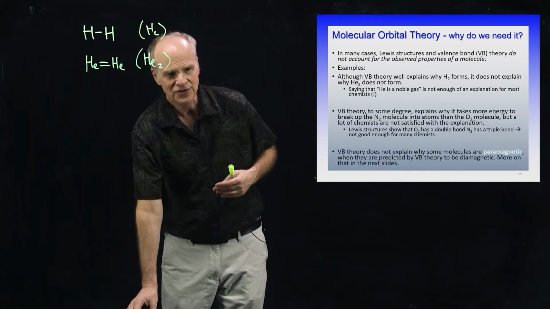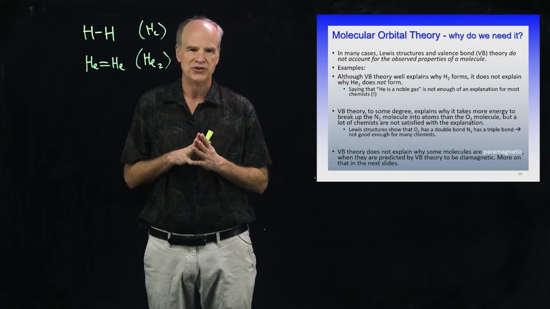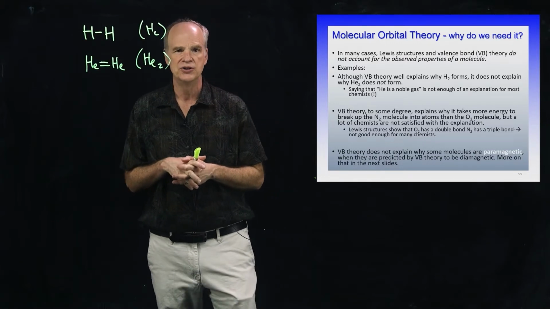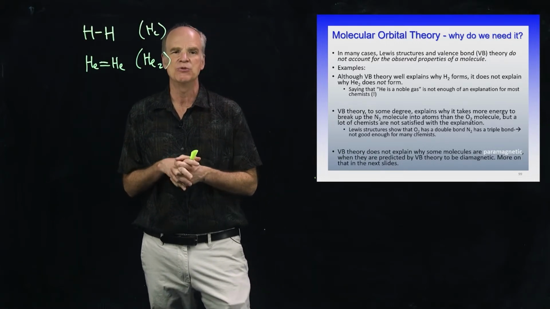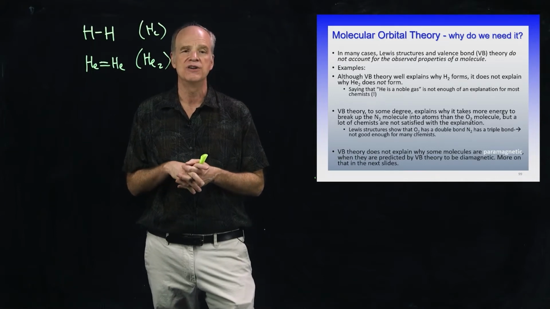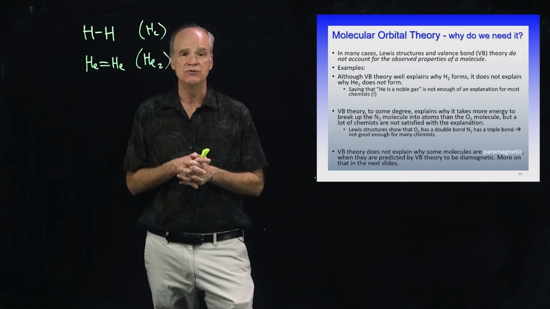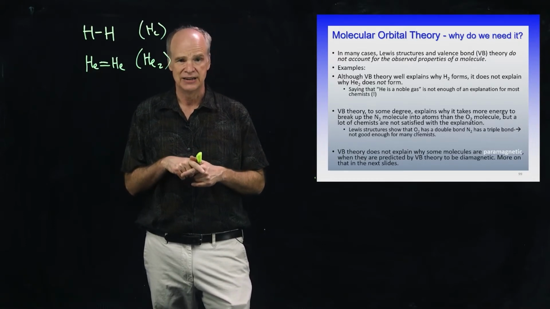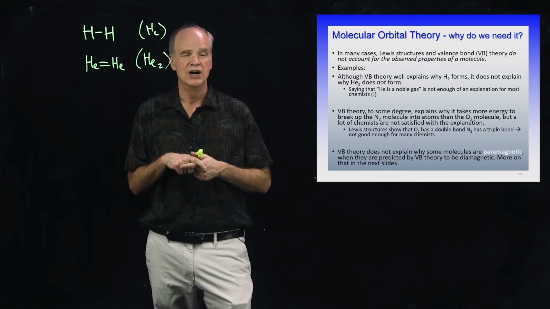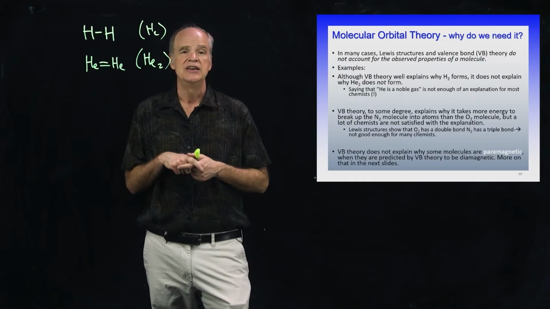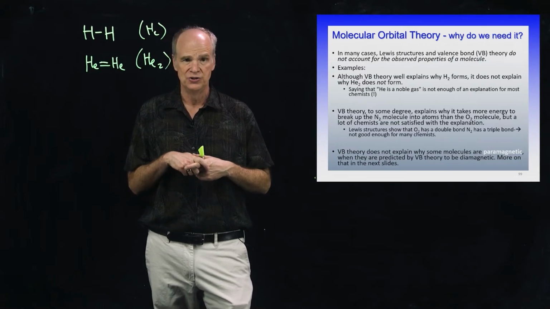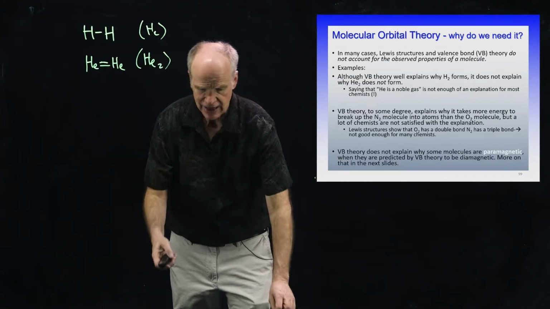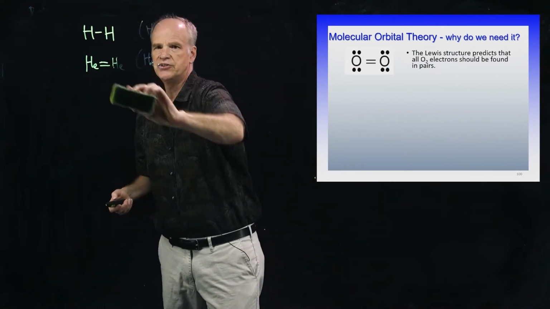Another thing that valence bond theory fails to do is that you often predict that certain molecules will be diamagnetic, meaning that they will have no attraction to magnets. But what we find experimentally is that the molecule is not diamagnetic, it is paramagnetic, meaning it's going to be attracted to magnets. And so one good thing that molecular orbital theory does is it explains why certain molecules, although you would think they would be diamagnetic, are paramagnetic.